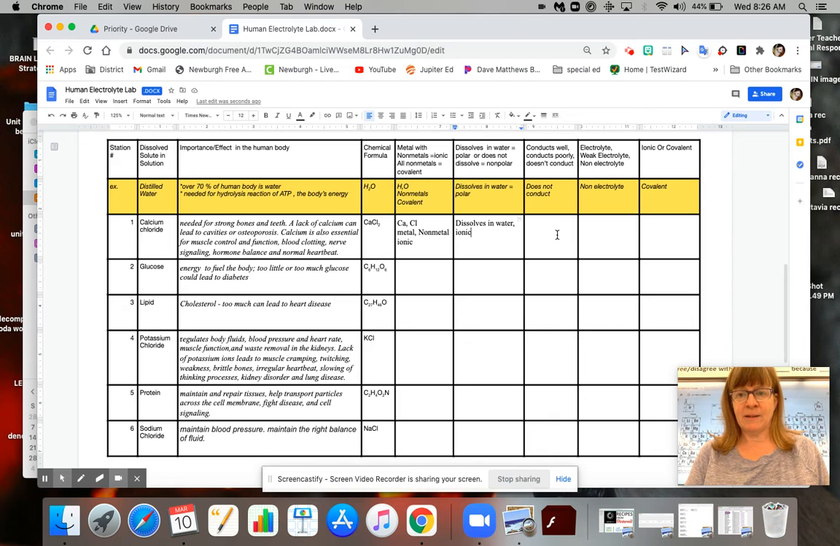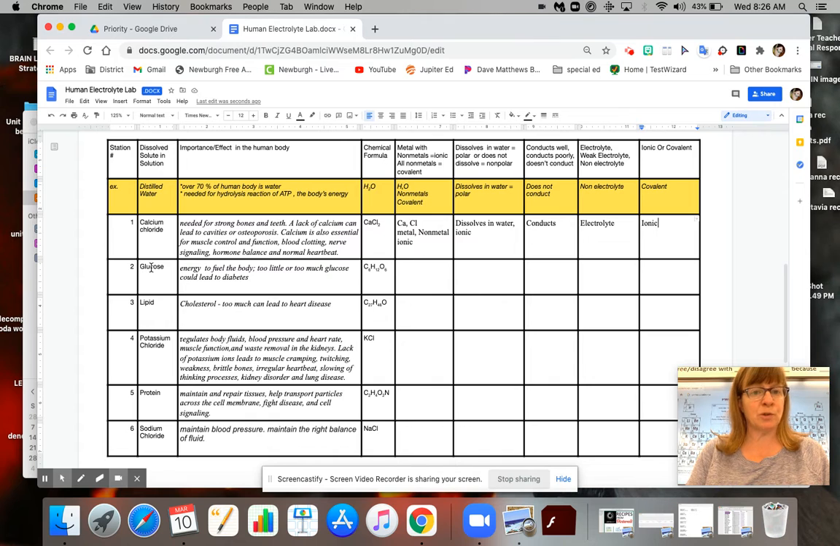Okay, so let's put that here, back to the screen. It conducts. That makes it an electrolyte. And that makes it ionic again. Ionic electrolyte. Okay, let's go down to number 2.